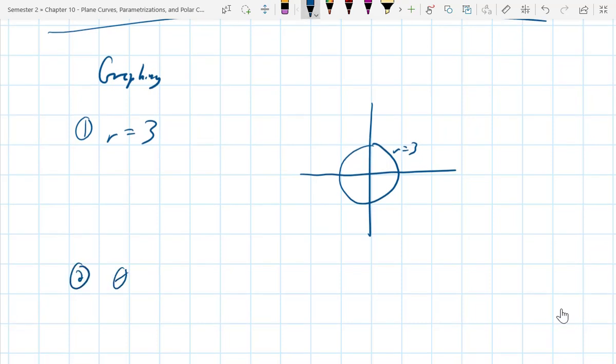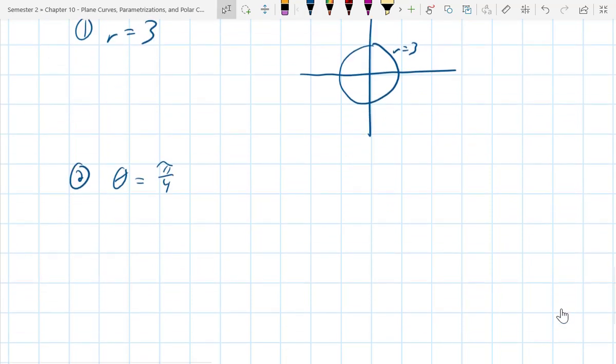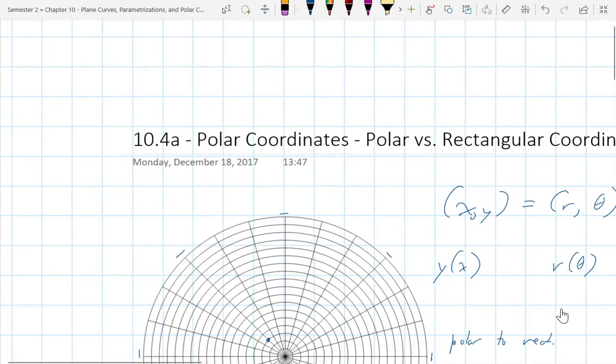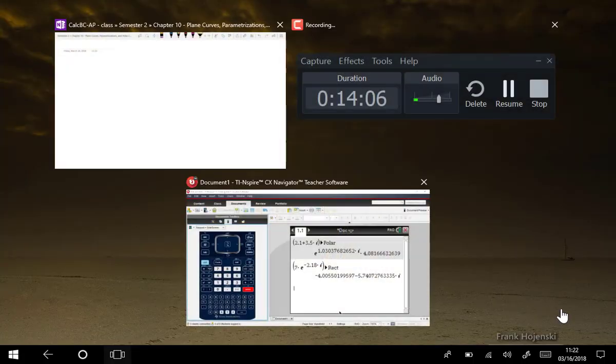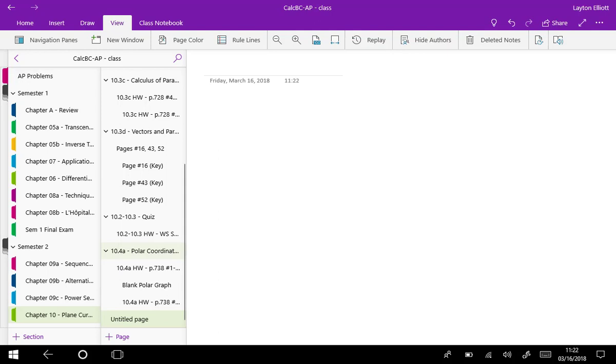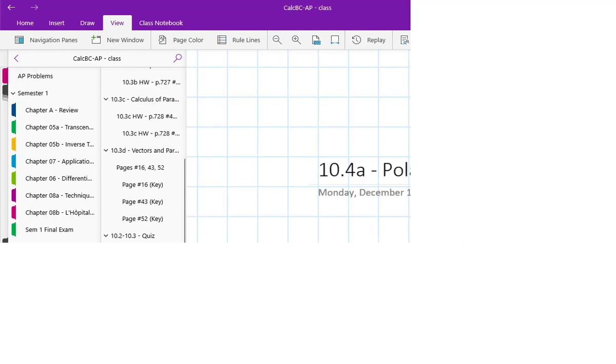Just likewise, if I get a graph of theta is equal to pi over 4, you can convert that into rectangular coordinates. You don't have to. If you graph that on an xy grid, why did you do that to me? I don't want a new page. I want my cursor down here. Give me a full view.